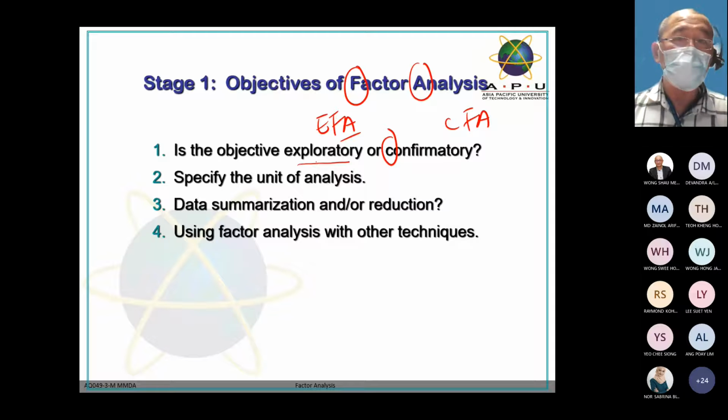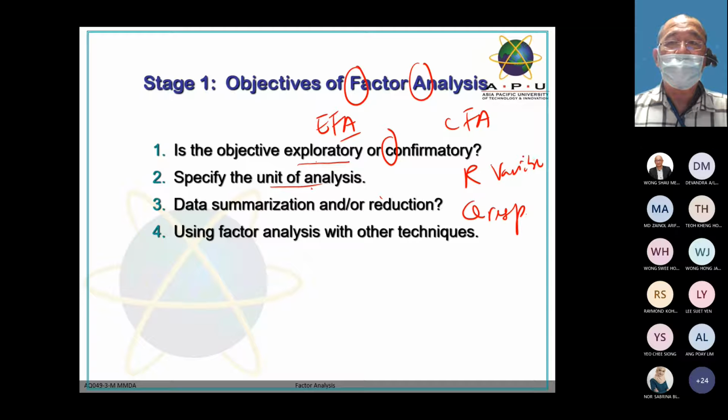Now you see we specify the factor analysis. You actually want to focus on either, but this one is not too important. Just discuss a bit the R analysis or Q analysis. Q is for the respondent, and R is for the variable, to analyze the variables or the respondents.